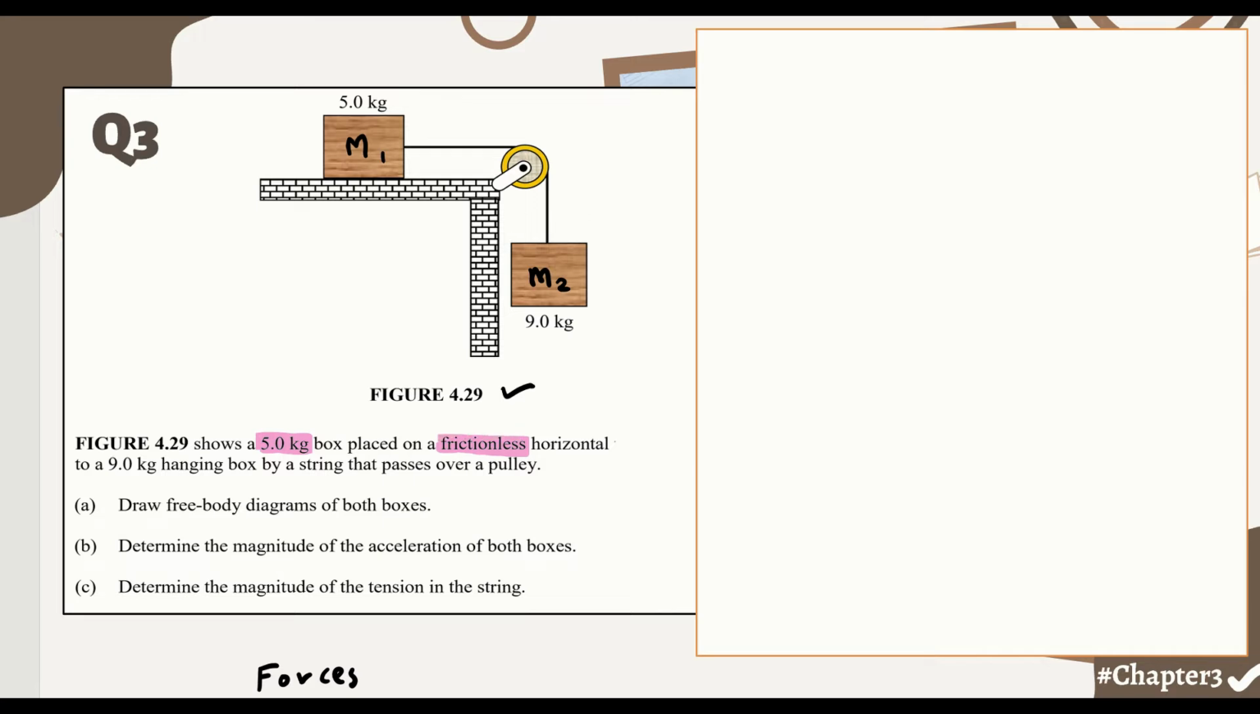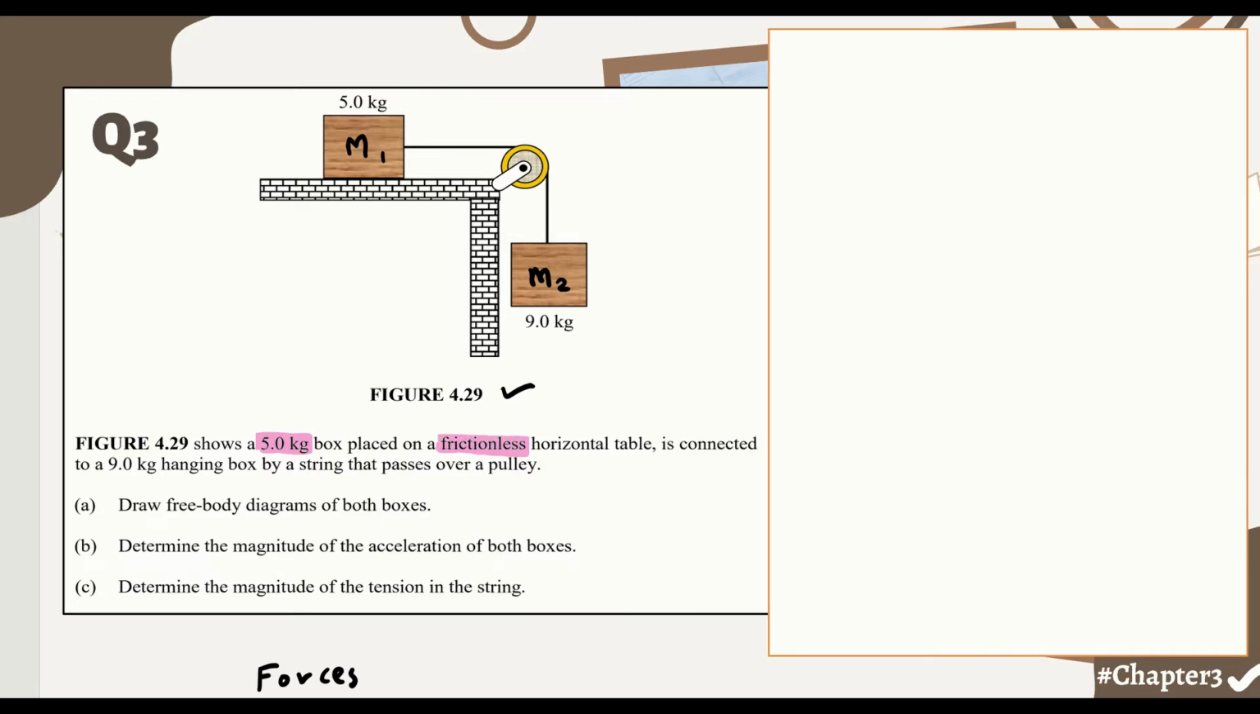horizontal table, and it is connected to a 9 kilogram hanging box, this one, M2, by a string that passes over a pulley. So this is the pulley. Okay, so we have the information of mass here. Then frictionless, meaning that we don't have any friction. And mass number 2, the second object. Then the first question is to draw the free body diagram of both boxes.